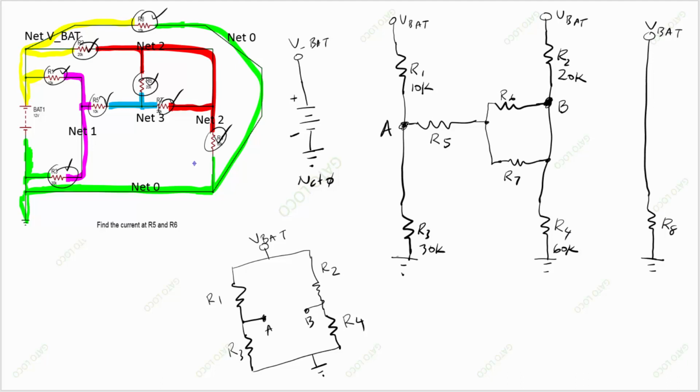So this circuit is called a balanced circuit. And when the circuit is balanced, the voltage between A and B is 0. So for that reason, no current will go through R5, R6, or R7. All right? So the current through R5 and R6 is 0. Solved. Thank you very much.